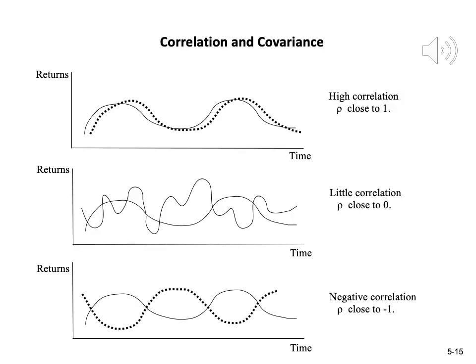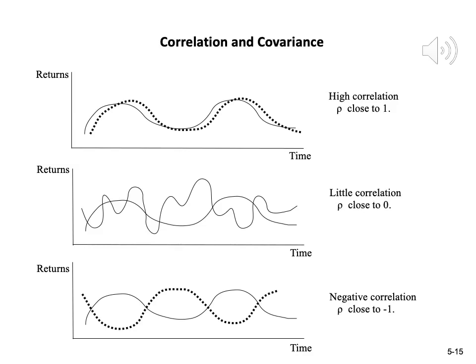The first picture shows the stocks with high correlation, when the correlation rho is very close to +1. The two stocks move together very closely as shown in the picture. In the second picture, there is little correlation between the two stocks. The correlation rho is very close to 0, meaning the movements of the stocks are independent of each other.